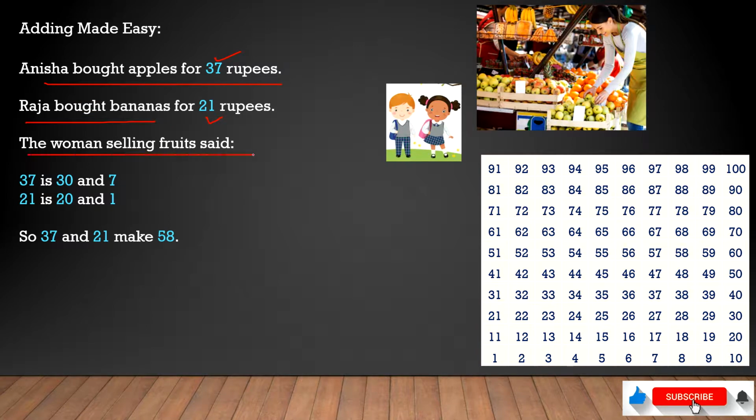The woman selling fruits said, 37 is 30 and 7. So what she did? Actually, she split 37 into two numbers, 30 and 7. So if you add 30 and 7, it will give you 37. Similarly, she split 21 into 20 and 1. So again if you add 20 and 1, you will get 21.